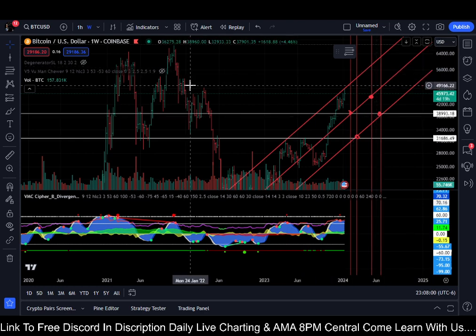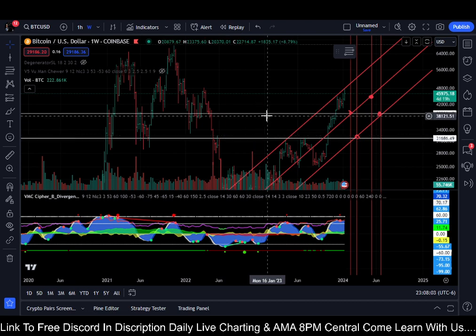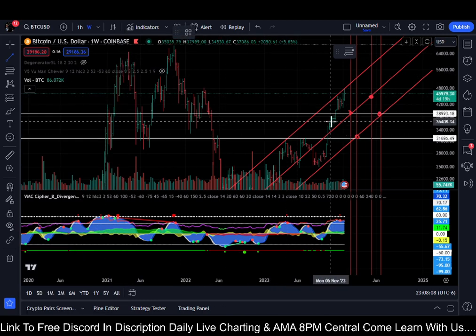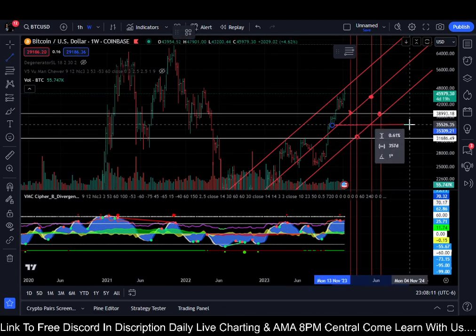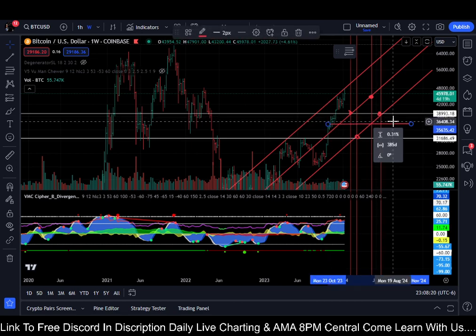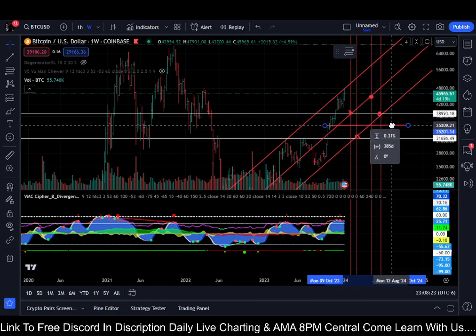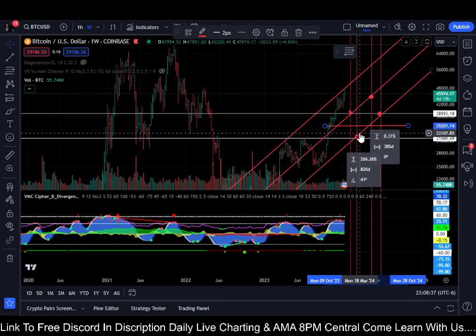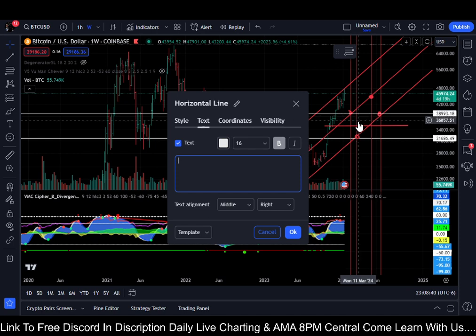I like this POC and this value area low the best, and 50% of the way in between for three potential targets. Go halfway in between. So for short targets, we have 39,000, 35,000, and 32,000. General areas, of course.